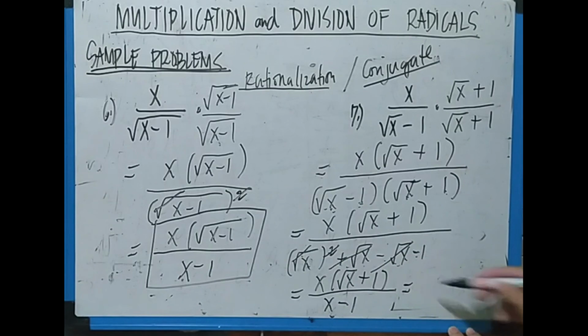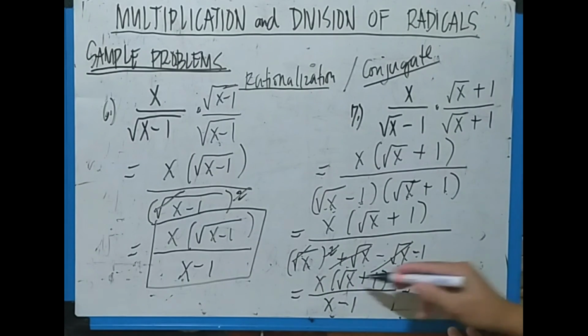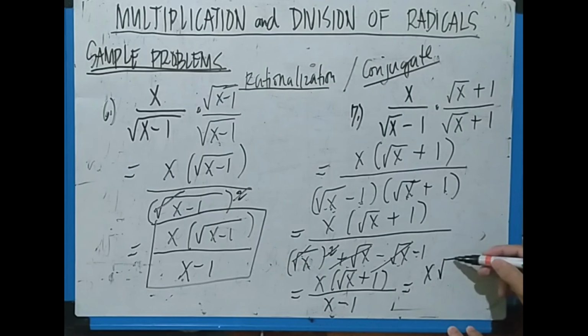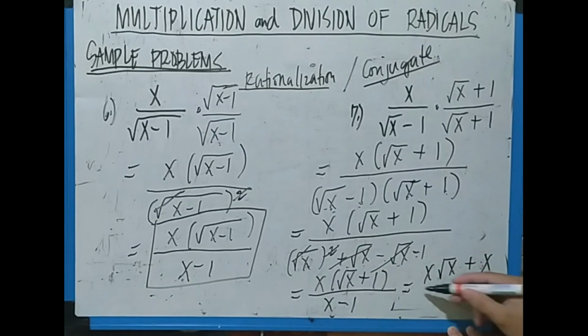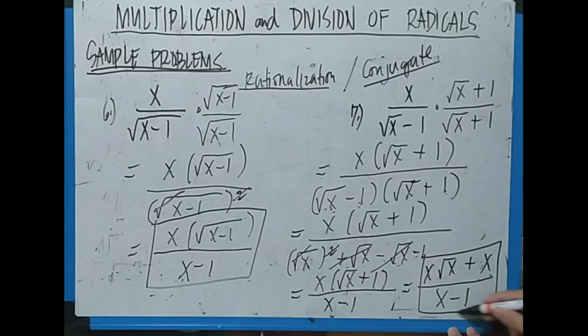So pag sinimplify na natin siya, we have now x times square root of x is x square root of x. Then x times 1 is plus x, then all over x minus 1. So ito na po ang magiging final answer natin.